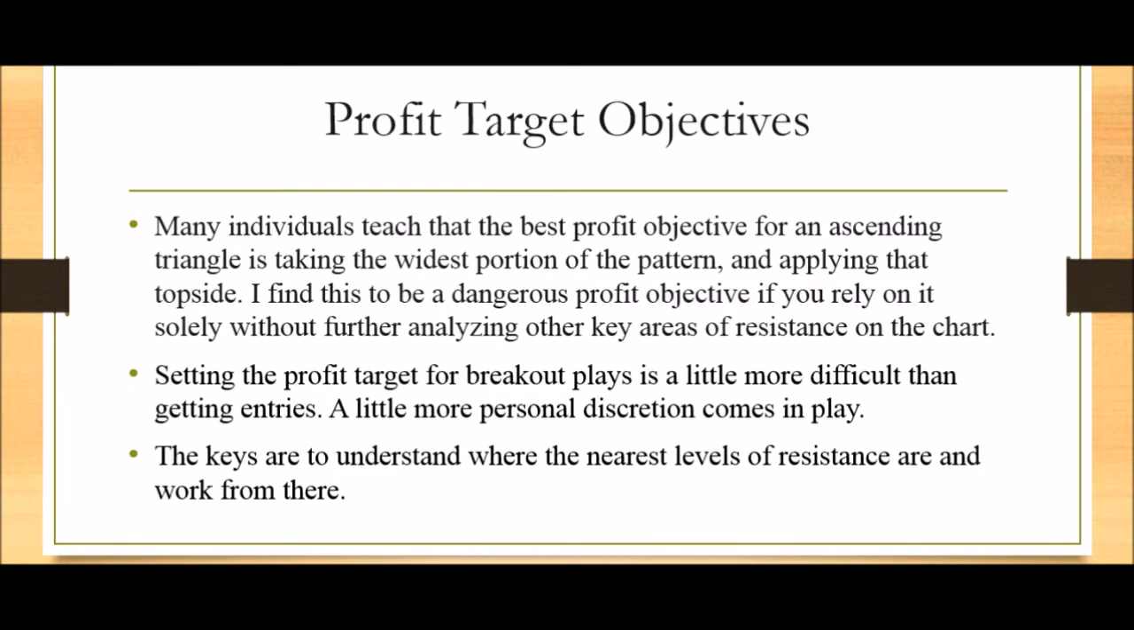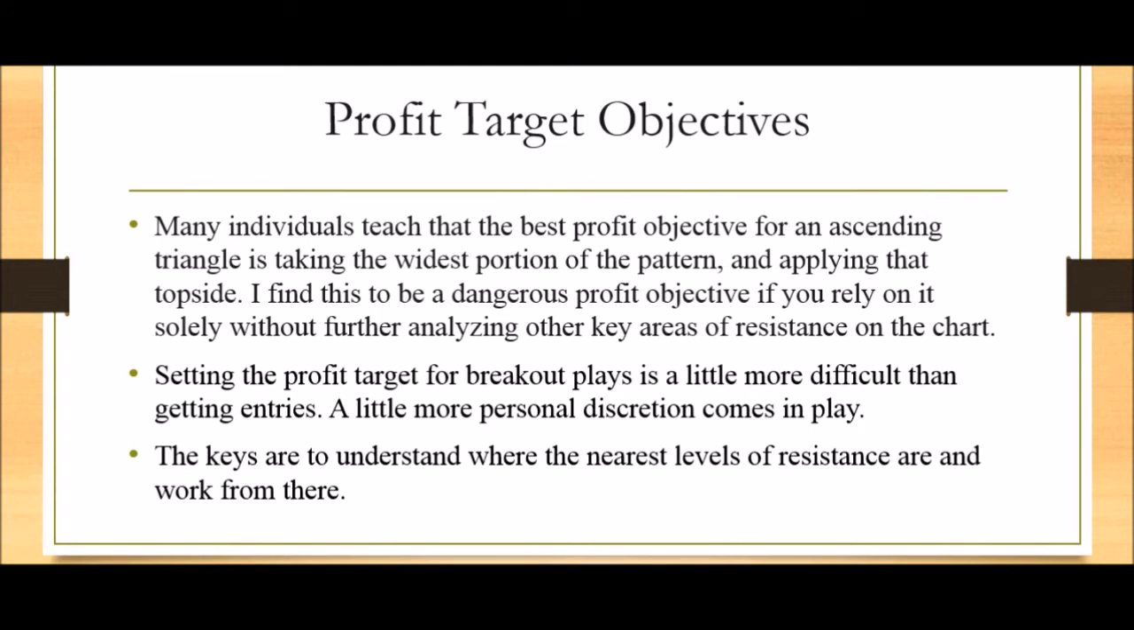All right, so what's the profit target objective with this pattern? Many individuals teach that the best profit objective for an ascending triangle is taking the widest portion of the pattern, the bottom end of that ascending support and the top end of that horizontal resistance, and applying that topside. So you reverse it and flip it topside, and that's how much you want to see profit-wise. Now, personally, I find that to be a dangerous profit objective if you rely on it solely without further analyzing other key areas of resistance on the chart.